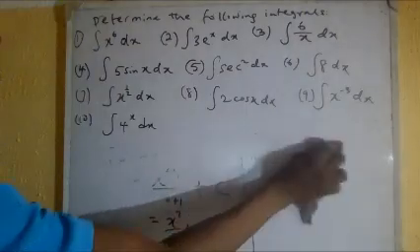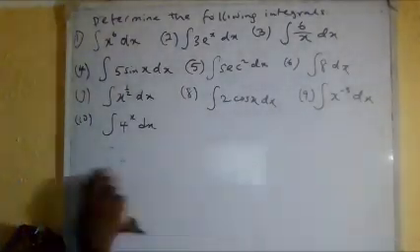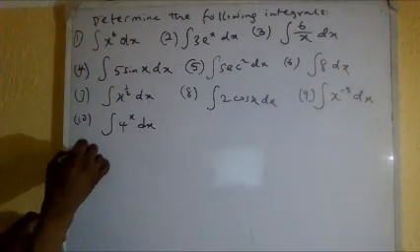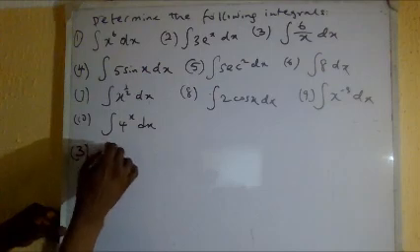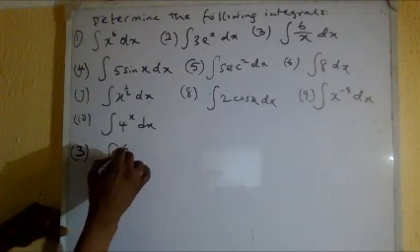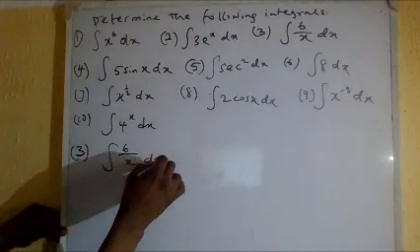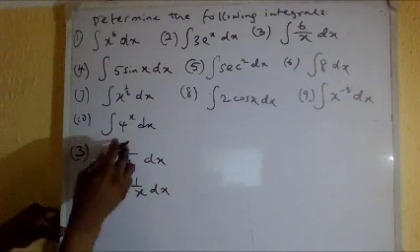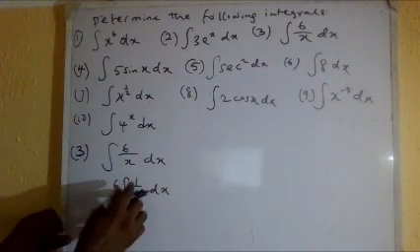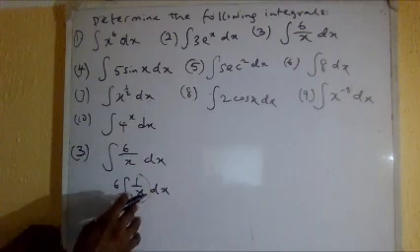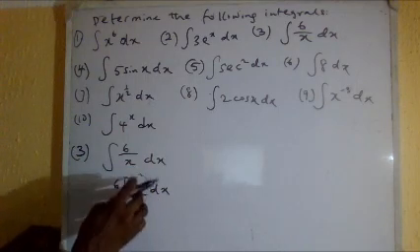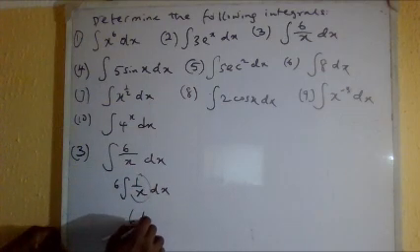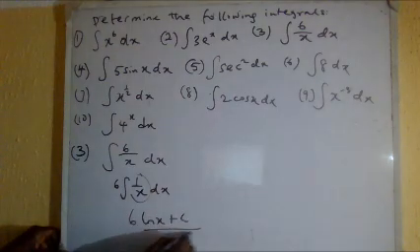Number 3. So you see, I'm now introducing that you can bring out the constant. If I have the integral of 6 over x dx, the 6 is a constant. It can come out of the integral, and you are left with 1 over x. We said that the integral of 1 over x is ln x. So 6 ln x plus c is the integral for this one.